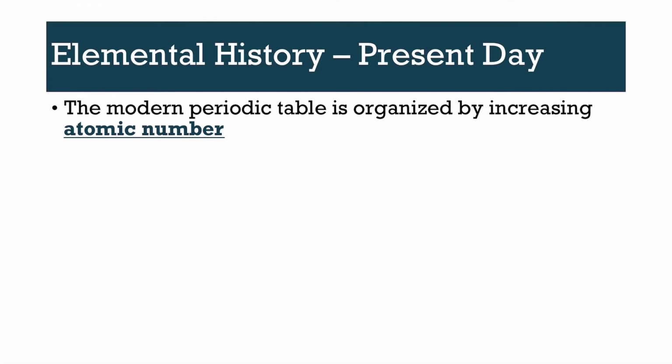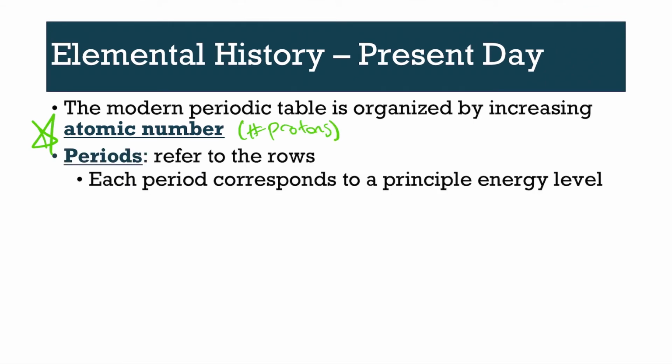So if we're looking at the history of the periodic table in present day, the periodic table is organized by increasing atomic number. Again, that is the number of protons. And so we can look at the periodic table and look at the rows or the columns. We call these rows periods. Each period represents a principal energy level, and we're really going to talk about what those energy levels are. But again, that's bringing in the idea of what Bohr was saying.